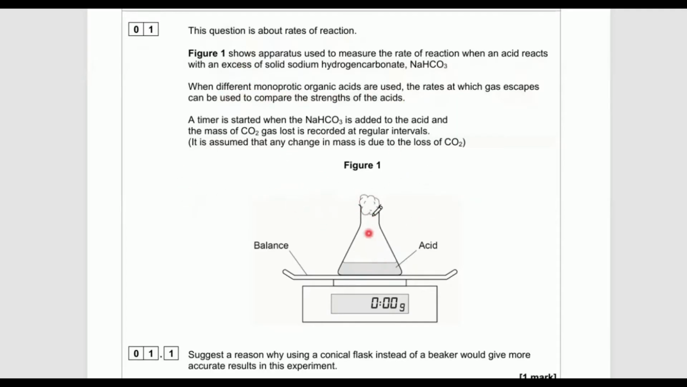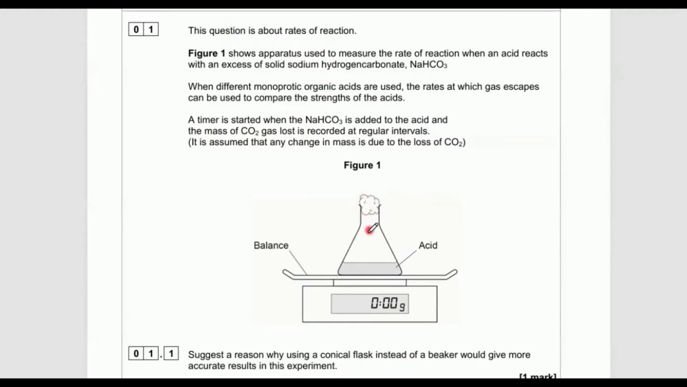So the more gas that escapes in the shortest amount of time, we're going to get a bigger loss of mass, and that's going to tell us which acid is stronger. A timer is started when the NaHCO3 is added to the acid and the mass of the carbon dioxide gas loss is recorded at regular intervals. It's assumed that the change in the mass is due to the loss of CO2. Suggest a reason why using a conical flask instead of a beaker would give more accurate results in this experiment, for 1 mark. Well, think about it.